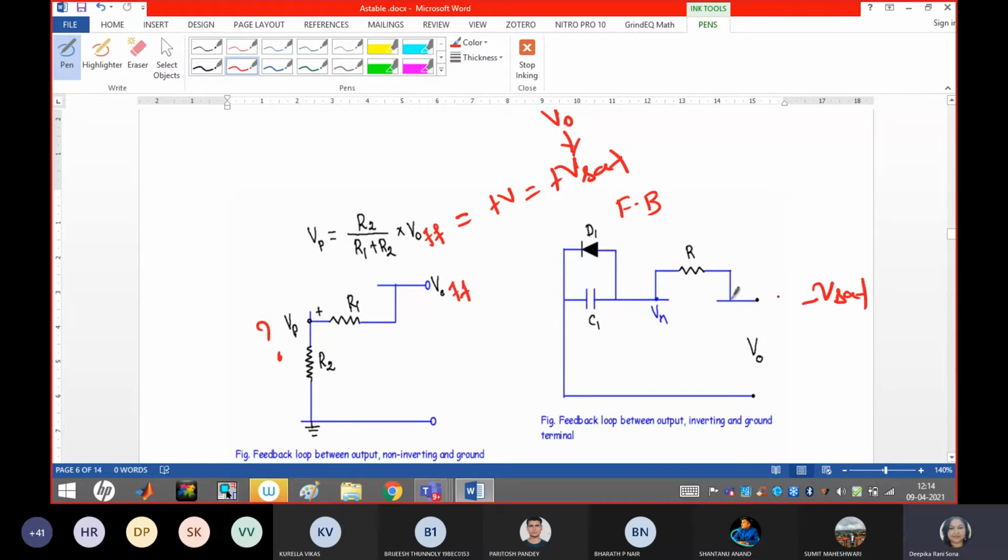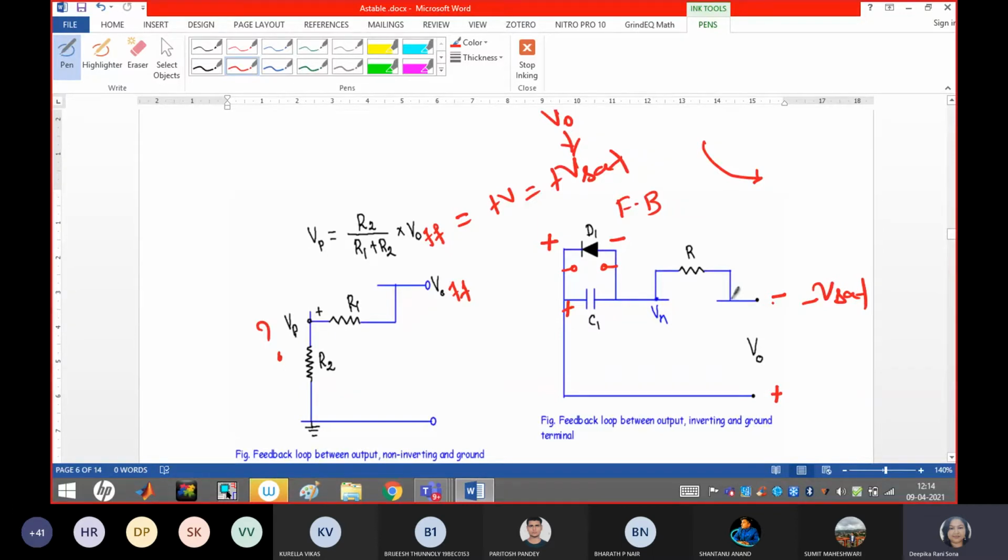This part will become negative and this will become positive, and that's why this will become positive and this will become negative. So now this diode part will act like an open circuit, and as this is open circuit, this voltage will appear across the capacitor, and this capacitor voltage will charge exponentially because of the minus V set. This diode D1 open circuit condition will make the capacitor C1 get the charge.